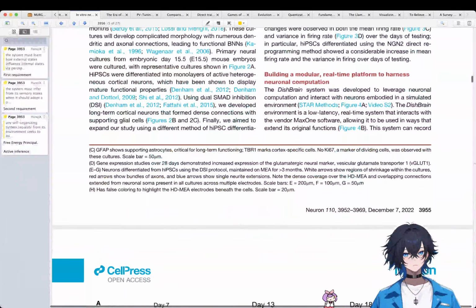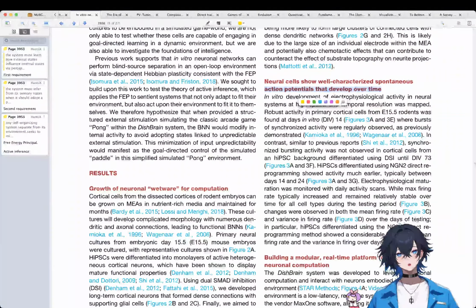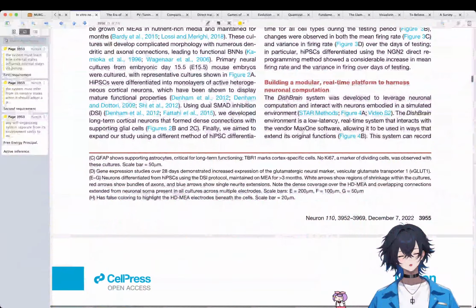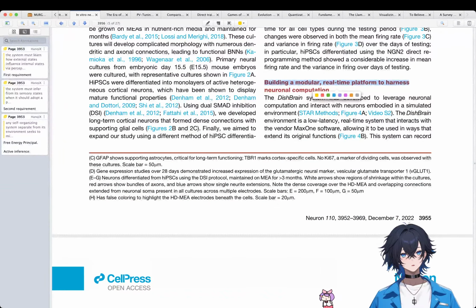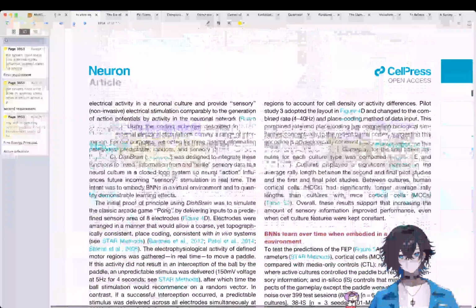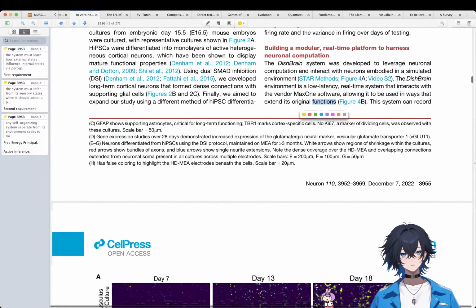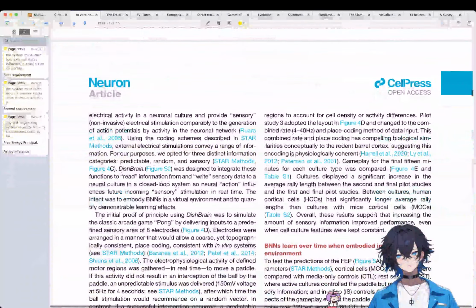This is just confirming that these neuron cells are in fact normal, I suppose, and not dead or diseased. Building modular real-time platform. Okay, right. This is important. Okay. The vendor Max 1 soft. Okay. So there's a real-time system that these neurons are placed on.